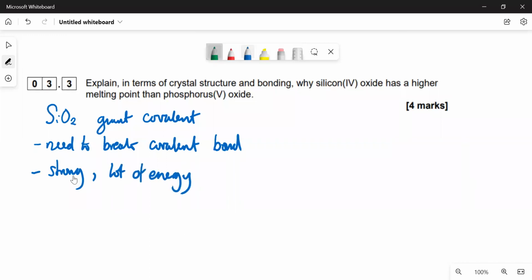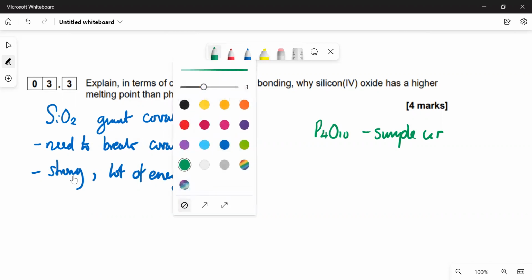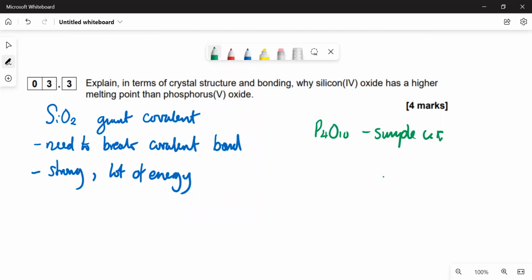Right, let's contrast that to the situation with P4O10. P4O10 is a simple covalent molecule. So when you are melting it, with simple covalent, all you are breaking is intermolecular forces. In this case, they are going to be van der Waals forces, okay, which are going to be quite weak. So all you're breaking is van der Waals forces, they're weak, and you don't need much energy for them.